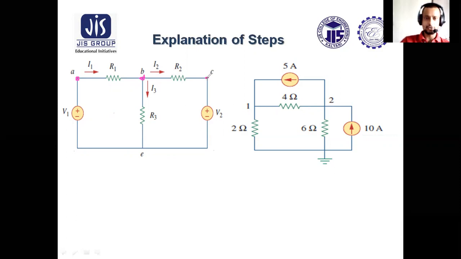Now there is another node C, and there is one node E. Now see, we have marked and identified all the nodes. We have marked all the nodes like A, B, C, and E.